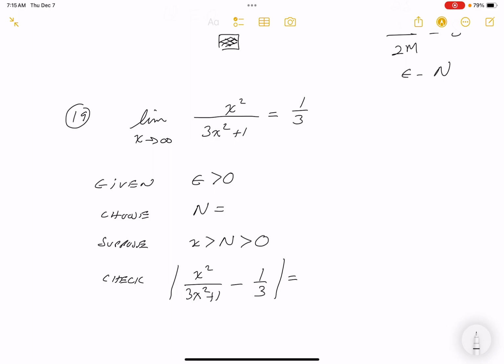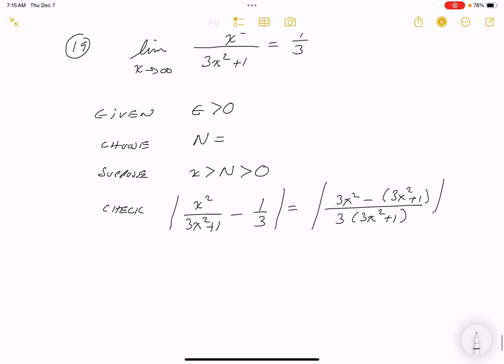Well, I've got to simplify this. Simplifying it, I'm going to say 3x squared plus 1 on the bottom. And then you get 3x squared on top, minus 3x squared plus 1, absolute value. I'm going to continue to simplify this. This is equal to, well, looking at the top, you really just get minus 1. And the absolute value of minus 1 is just 1, right? On the bottom, what do you get? You get 3 times 3x squared plus 1. They're all positives. So I'm going to just put down 3, and then 3x squared plus 1, all right?